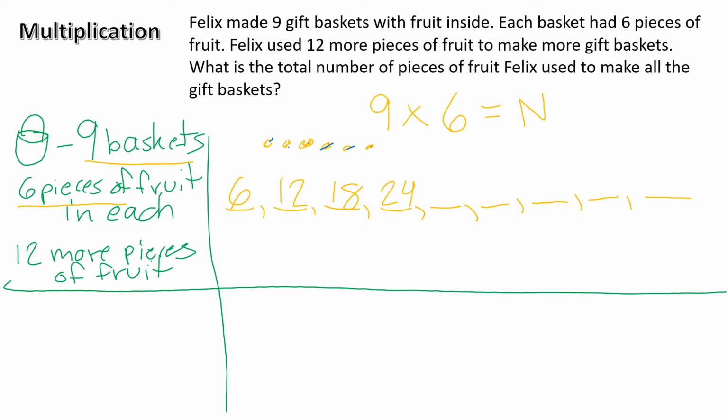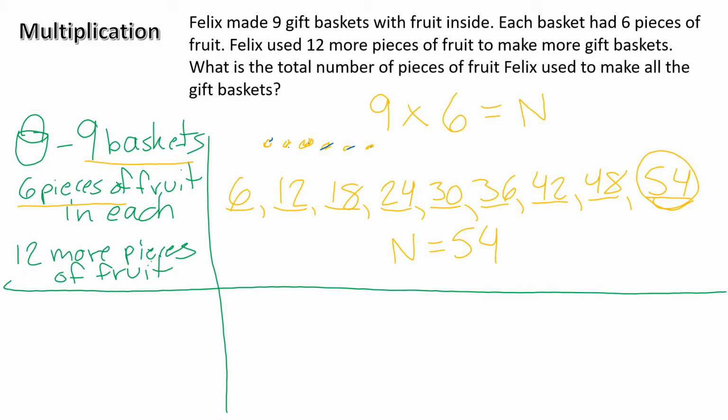And I keep going until I reach the 9th basket. So 36, 42, 48, and 54. I have now shown that 9 groups of 6, or 9 times 6, equals 54 total pieces of fruit altogether. So n equals 54, but I'm not done solving the problem.